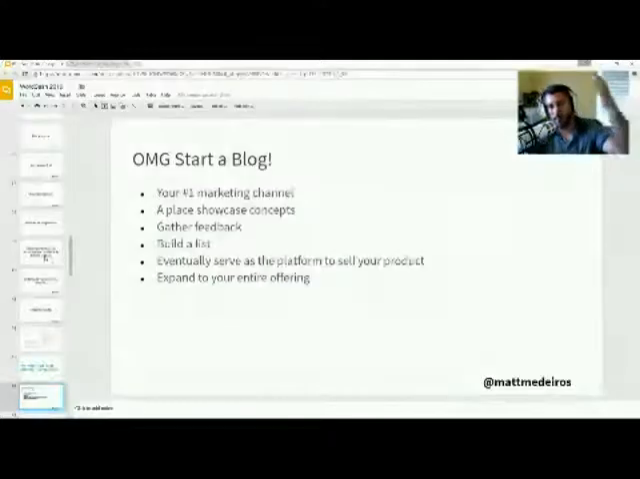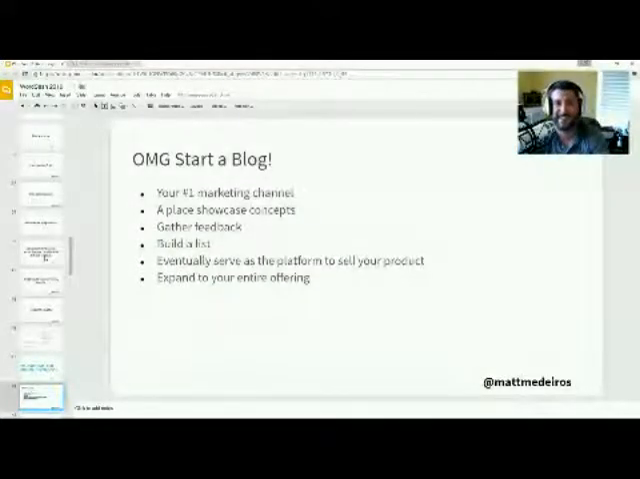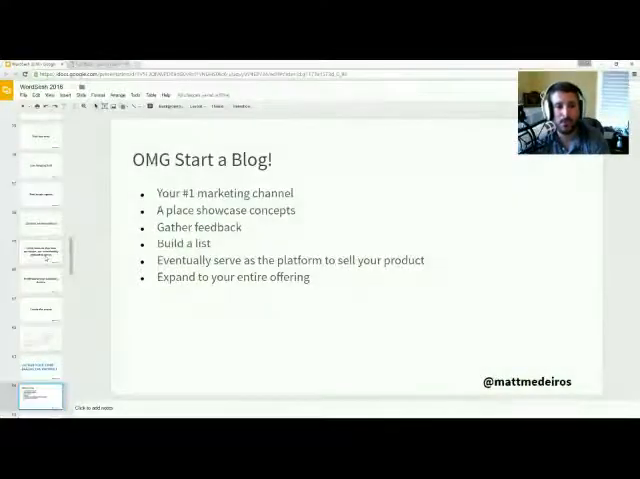Oh my God, we start a blog, right? That's the whole point. The idea here is to use WordPress, use the tools available to us, because it's going to be your #1 marketing channel. It's going to be your #1 pre-sales channel. It's going to be your #1 support channel. It's going to be the #1 everything. WordPress, everything, right?